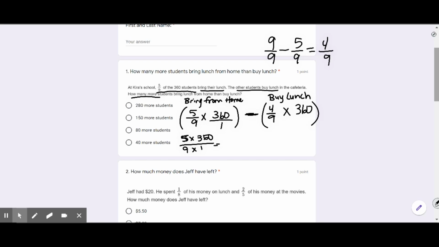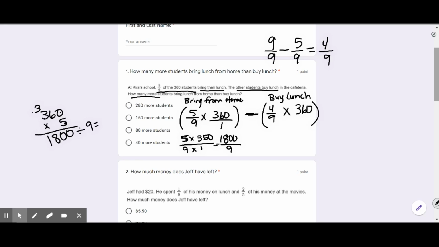Let's see what that gives us. On the side, I'm going to multiply 360 times 5. I know 5 times 0 is 0. 5 times 6 is 30, so I put a 0 here and regroup the 3. 5 times 3 is 15, plus the 3 that I regrouped is 18. So now I have 1800 on top, and then 9 times 1 is 9. Now I have to divide. So now I'm doing 18 divided by 9.